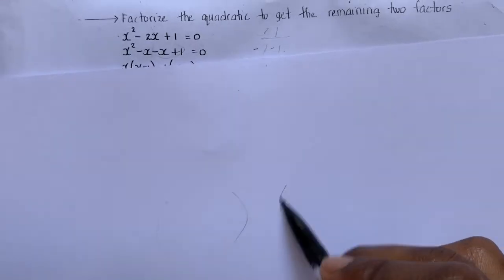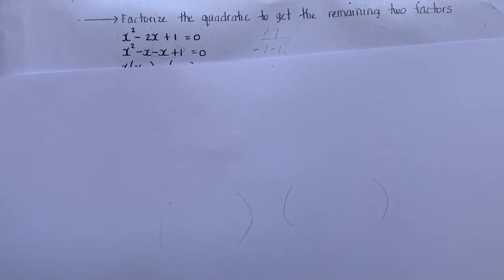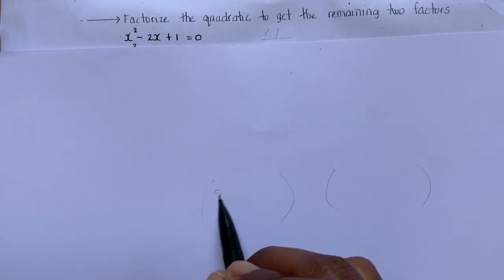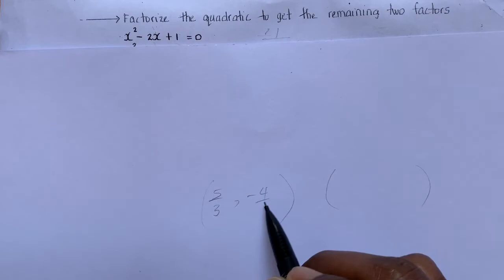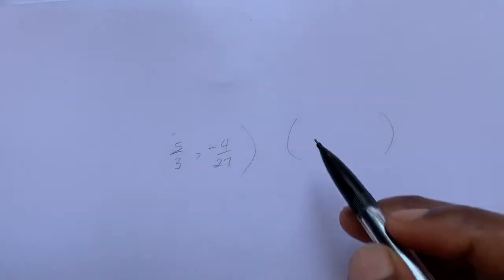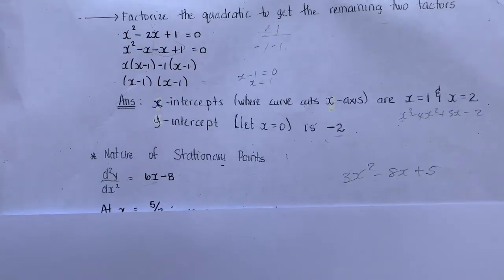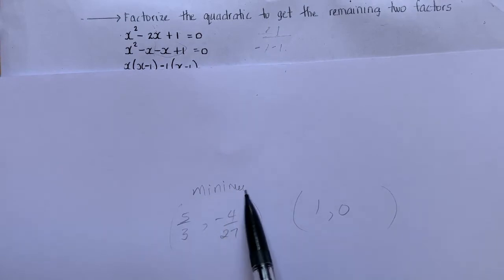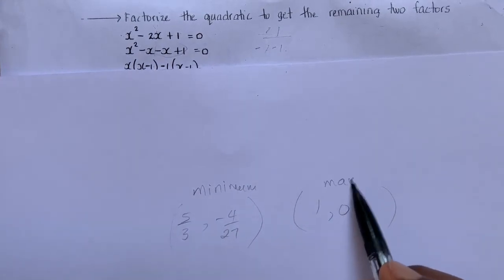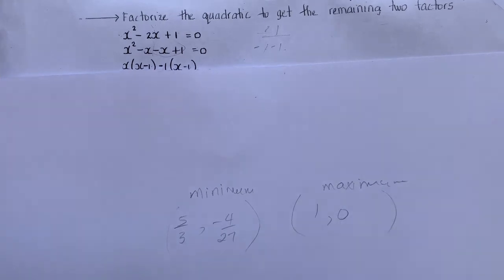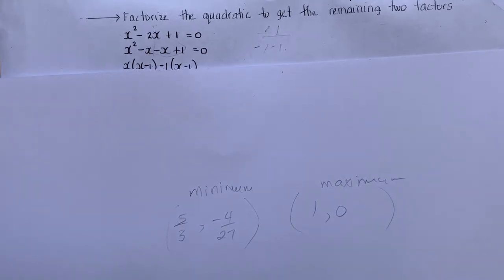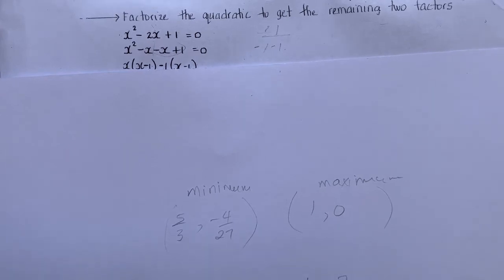So just to summarize, we found our coordinates. We had x is 5 over 3 when y is negative 4 over 27, and x is 1 when y is 0. This stationary point when x is 5 over 3 was a minimum, and this one was a maximum. And the curve will cut the x-axis at 1 and 2, and the y-axis at negative 2.